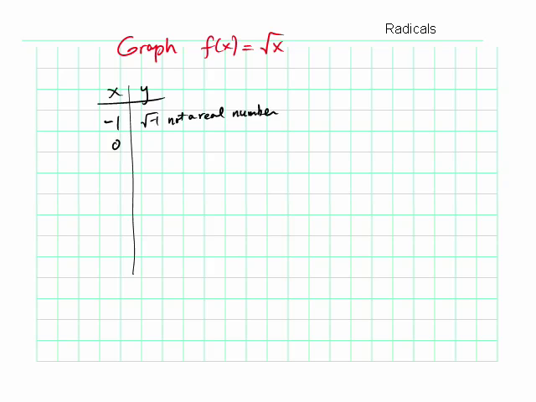If I plug 0 in, the square root of 0 is 0. If I plug in a 1, the square root of 1 is 1. If I plug in 2, the square root of 2, I need a calculator for that. I think it's about 1.4, approximately. I could skip to 4. The square root of 4 is 2. And I could go on, for instance, if I go to 9, the square root of 9 is 3, and so on.